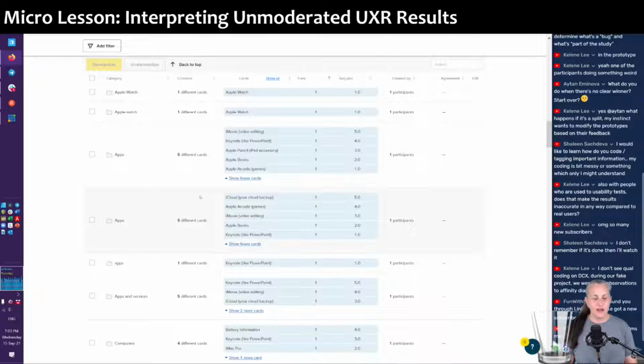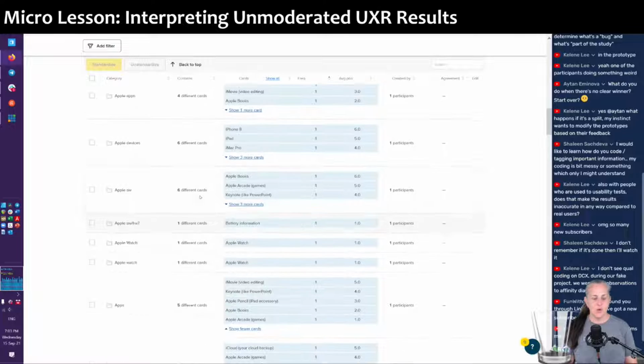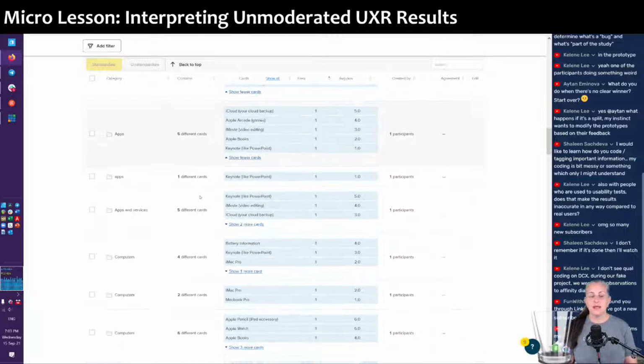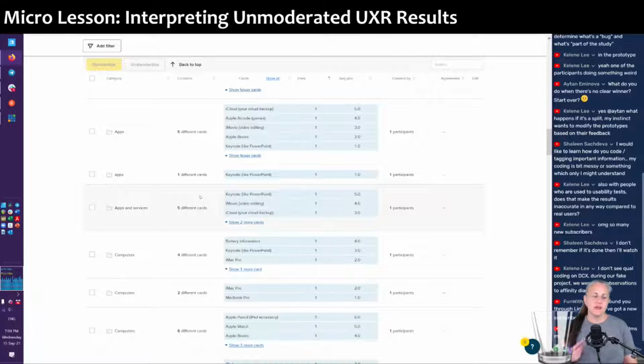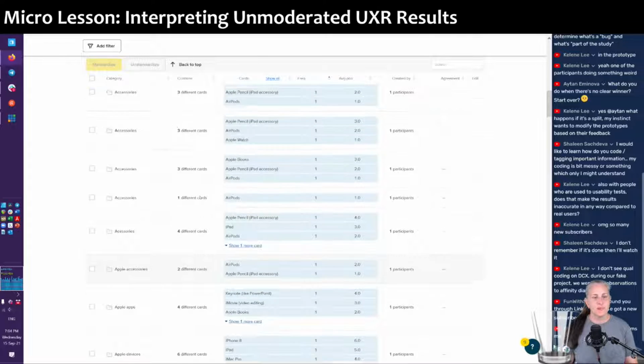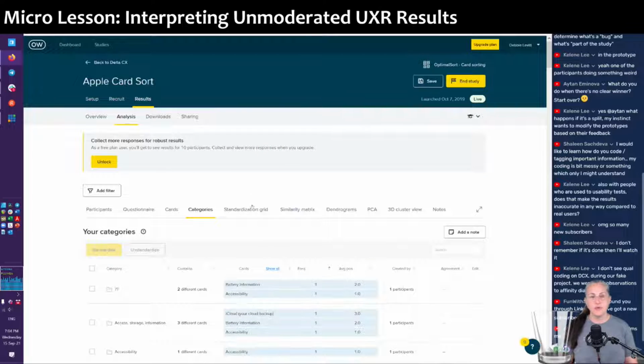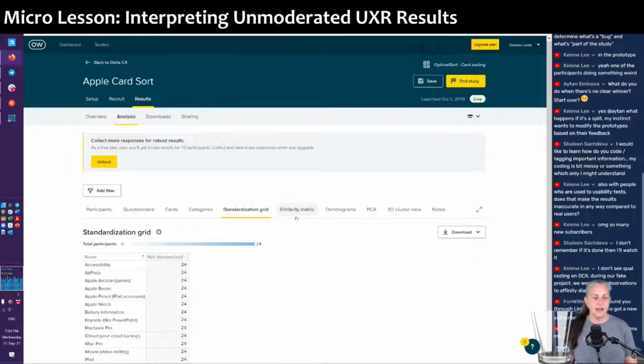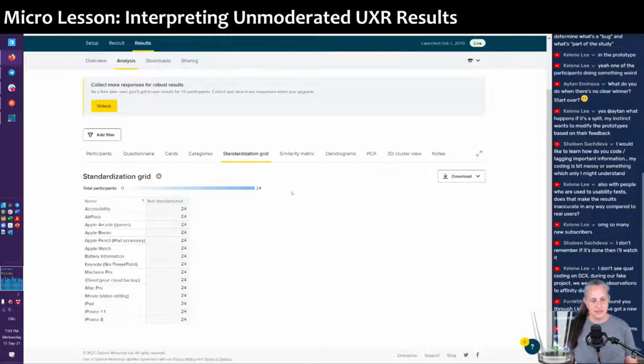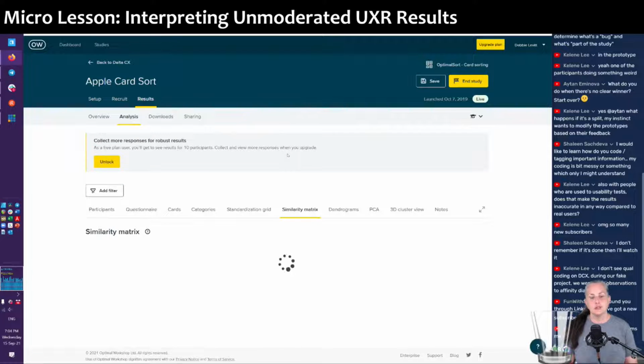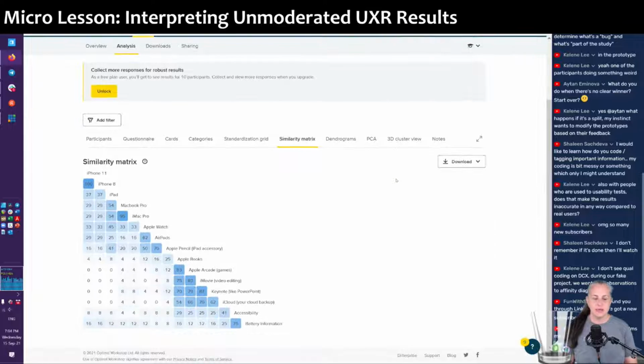Kayleen says, this overwhelms me. It can be overwhelming, but this is something I will normally look through to see if I notice some patterns. Ultimately, there are other places where I spend more of my time. I do not hang out much in the standardization grid, but I do hang out in the similarity matrix.